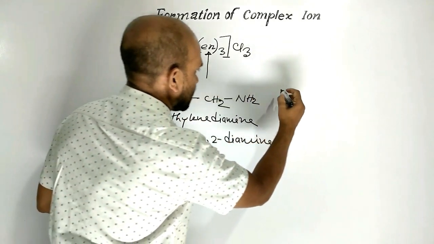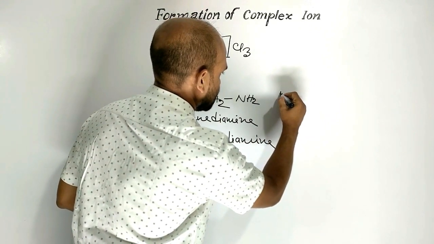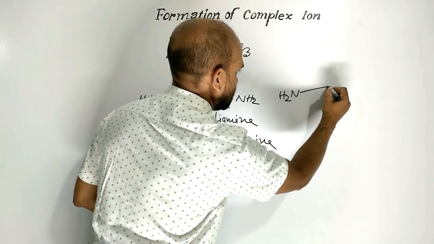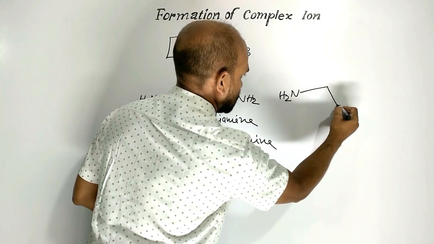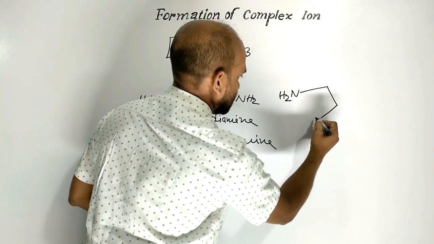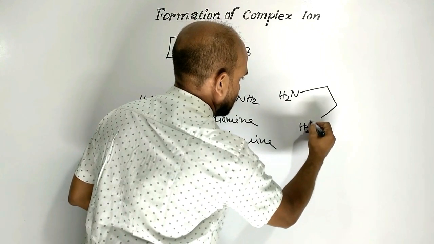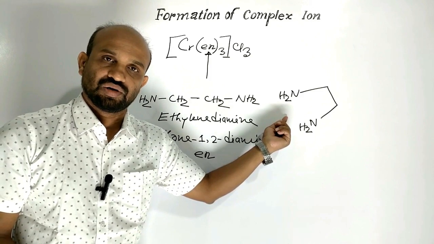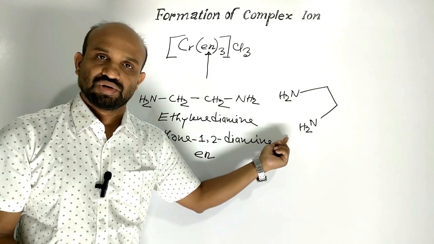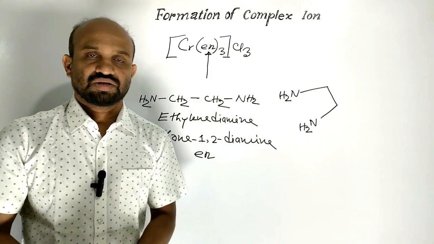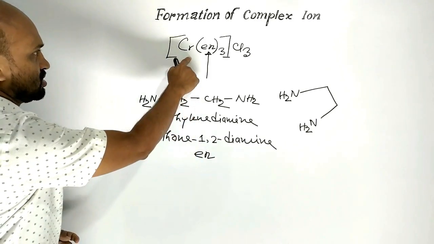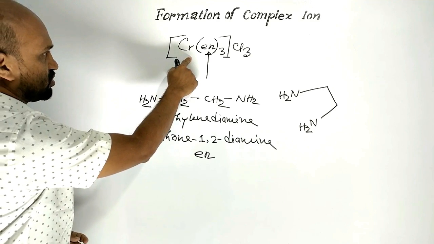This can be written in this way: NH2, here CH2, again CH2, then NH2. Ethylene diamine or ethane 1,2-diamine, which is shortened to N. Now let us see what is the name of this compound.